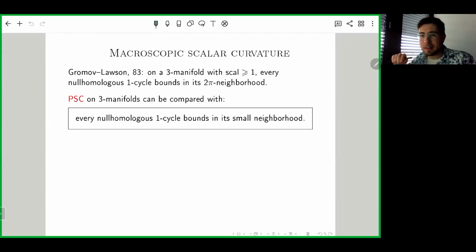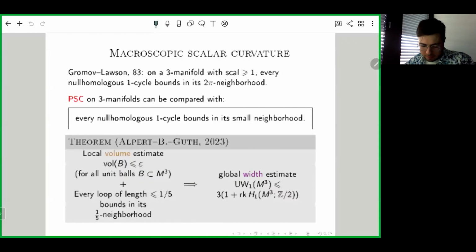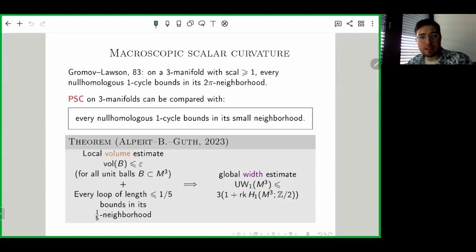So this motivates my second metaphor or observation, that positive scalar curvature can also be compared to this condition: every null homologous one cycle bounds in its small neighborhood, small meaning some explicit size. And then the question from the previous slide can be resolved in the affirmative, but with many additional assumptions, only in dimension 3.